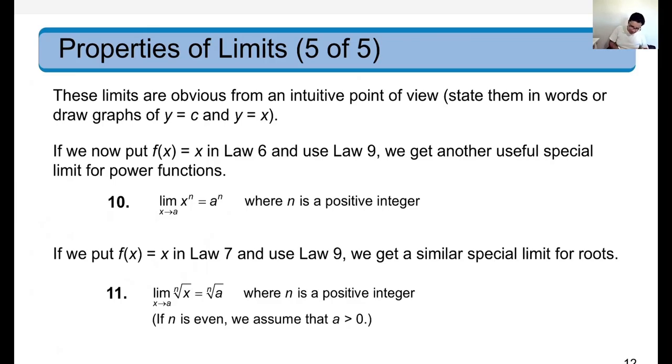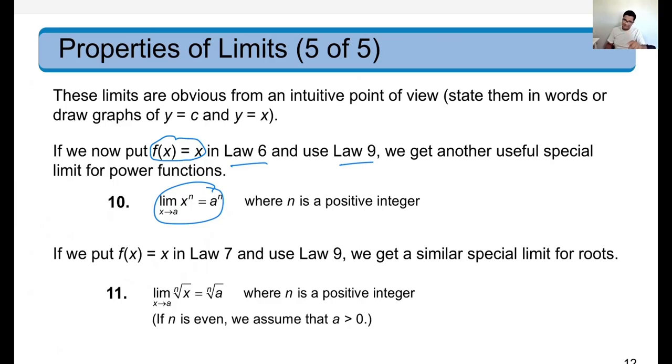Okay, so if I can find the limit of this identity function by simply substituting the value of x, and there is previously the power law which says that the limit of the power of a function is the power of the limit of the function, right? If I combine them together, I get this. So the limit of x to the n is equal to a to the n.